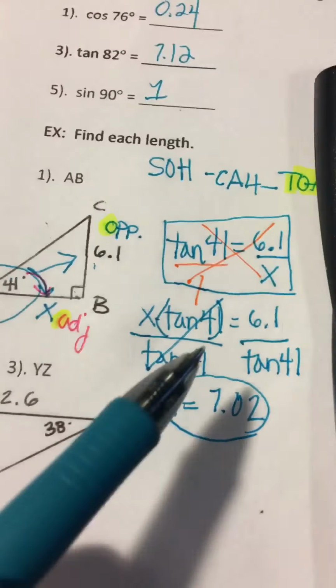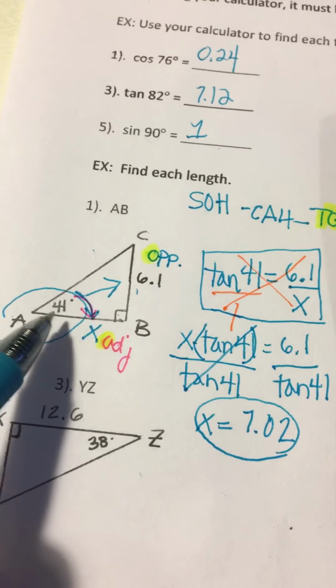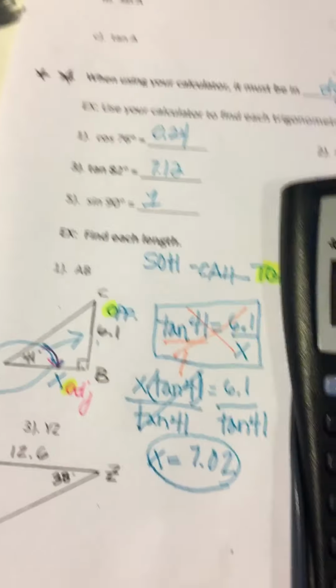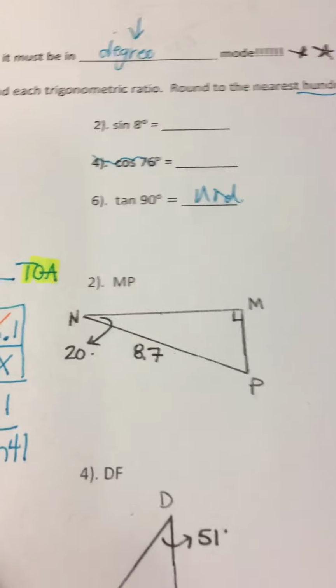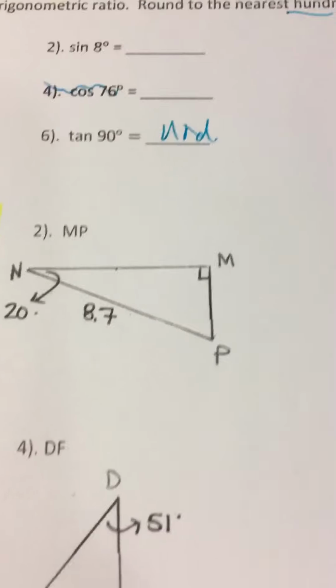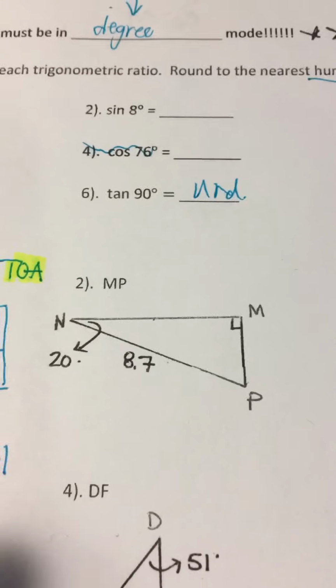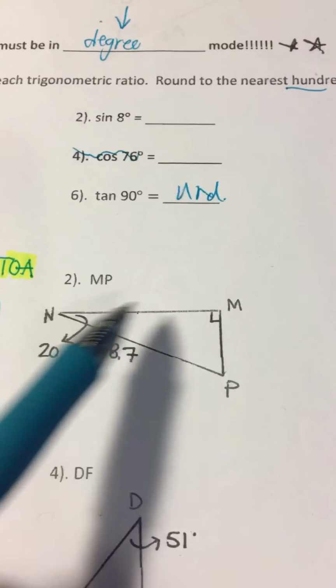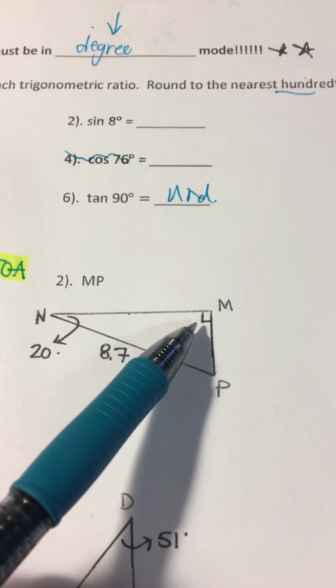And that's my answer. And x represents the length of this side. Okay. Now in this next example, I'm going to show you a similar way, but some of you might like this one a little bit better. So again, I have my right triangle. You can only use trig with a right triangle.